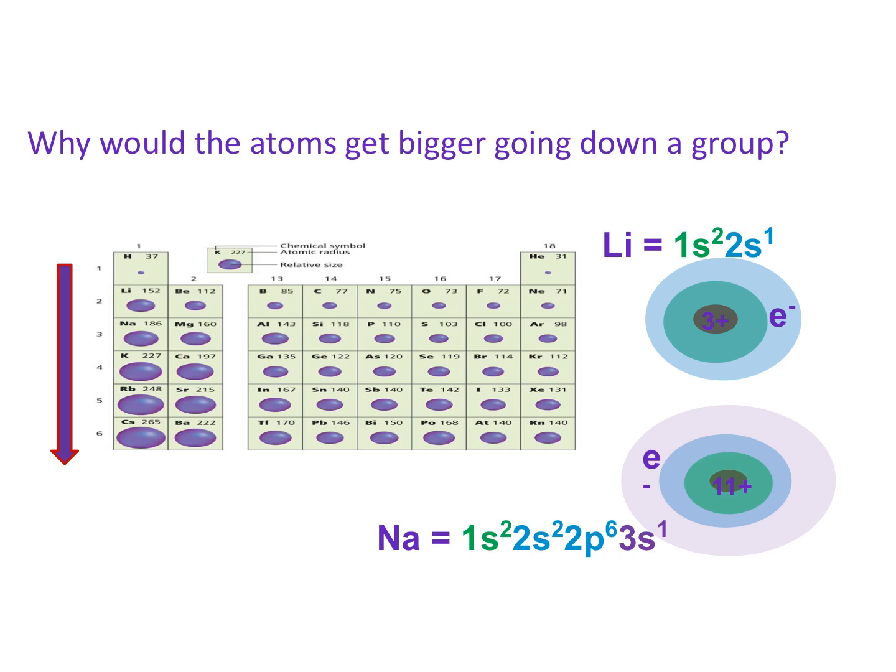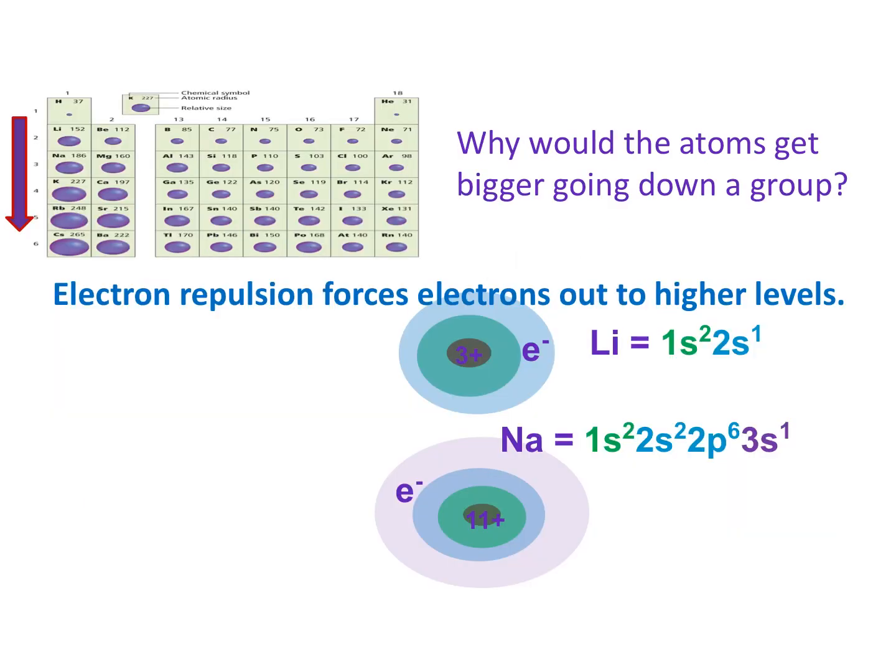So why would the atoms get bigger going down a group? So we have lithium right here, which is in group 1, period 2. And we have sodium right here, which is in group 1, period 3. And we know that our atoms get bigger as we go down. So that's why our sodium is bigger than our lithium. So the atoms would get bigger going down a group due to electron repulsion forces. And this is how the electrons get forced out to higher levels.